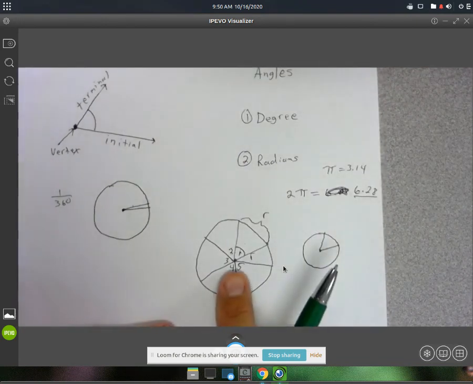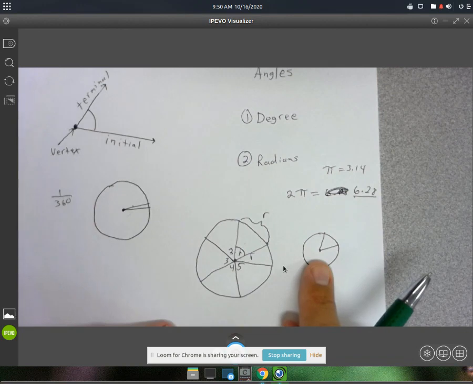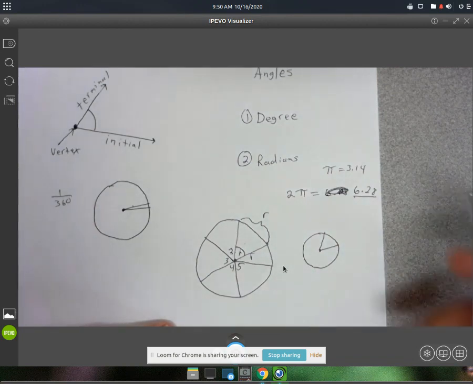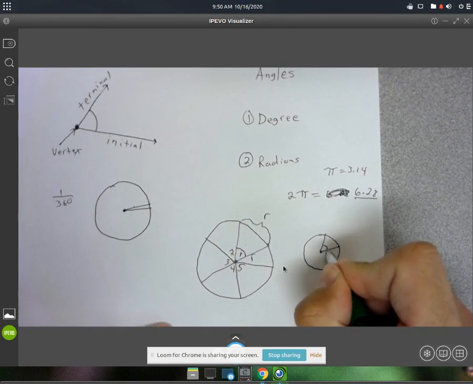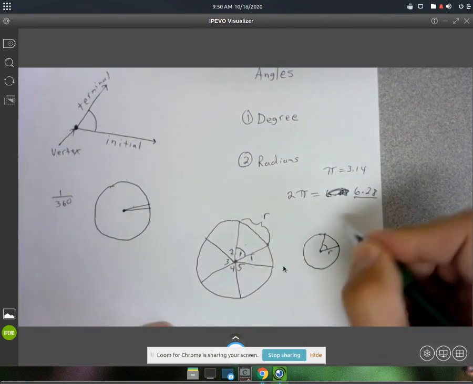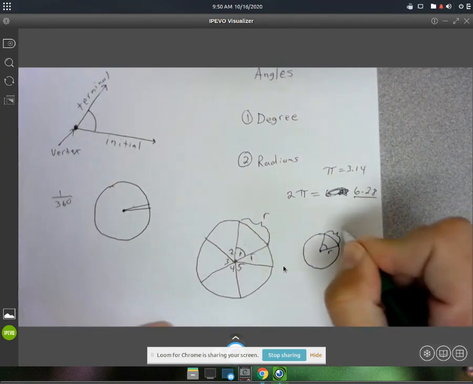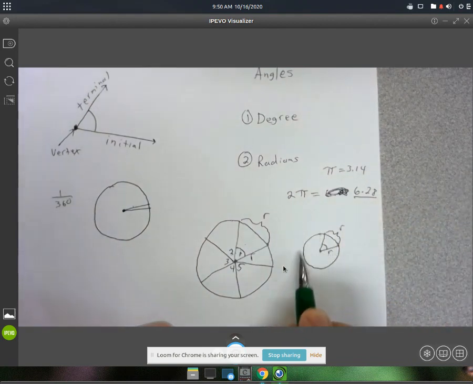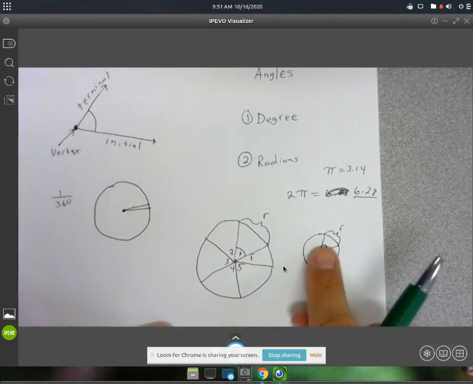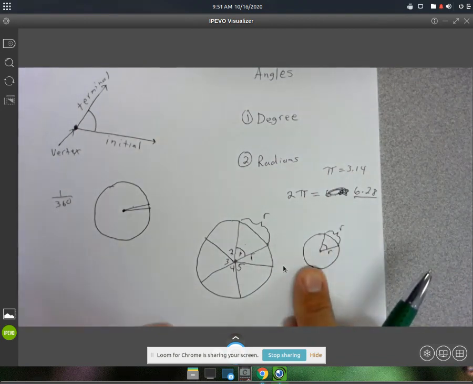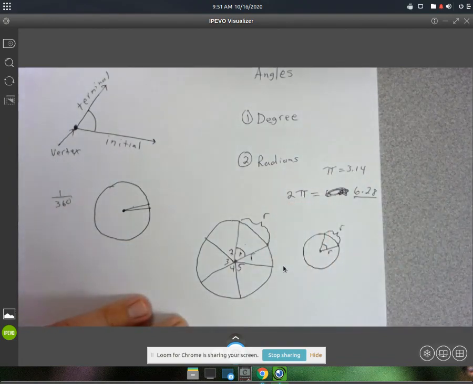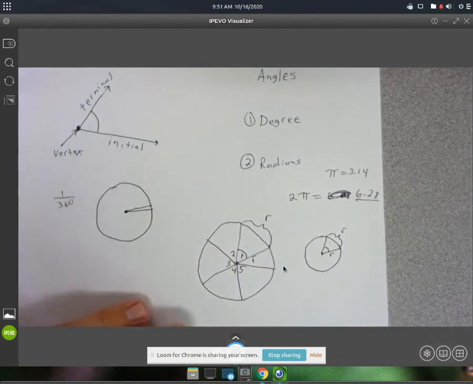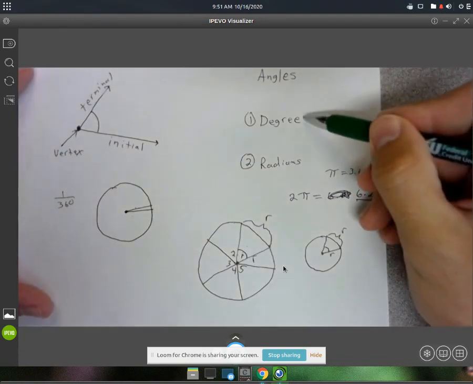No matter what the actual size of the circle is, a radian is the angle created when the radius and this little arc length are equal to each other. There's about 6.28 of those radians that make up a full circle, so they call it 2 pi. We're going to be measuring angles and describing angles both ways, by degrees and radians.